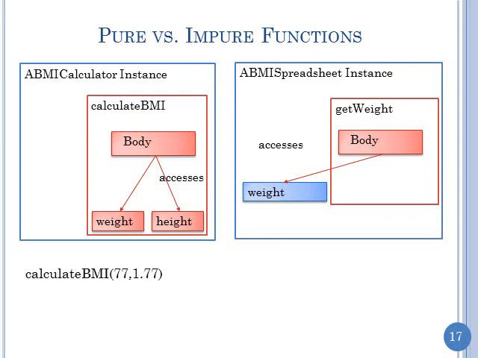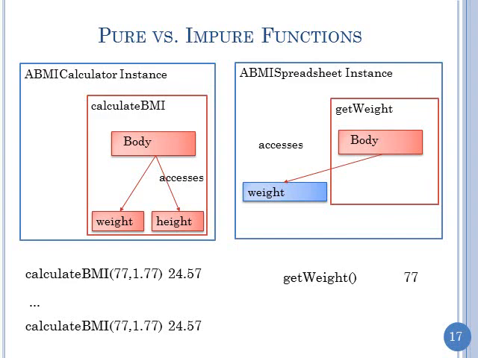If I call calculate BMI with some actual parameters, I get some value. Now I execute some more code after that. Who knows what that code is? I do calculate BMI again. What value will I get back? Guaranteed the same, because it's a pure function. I do get weight. I get 77.